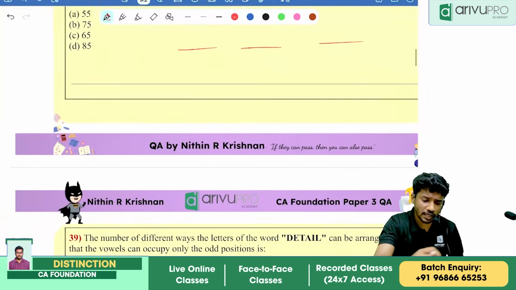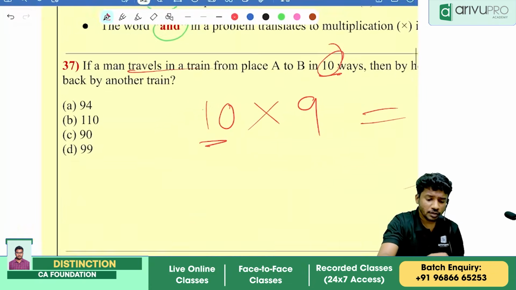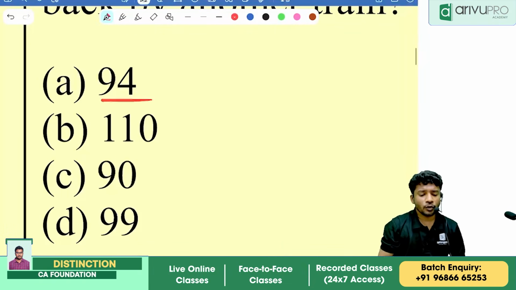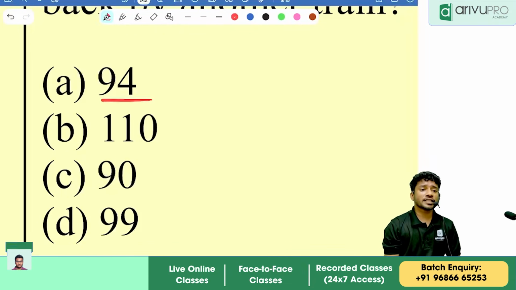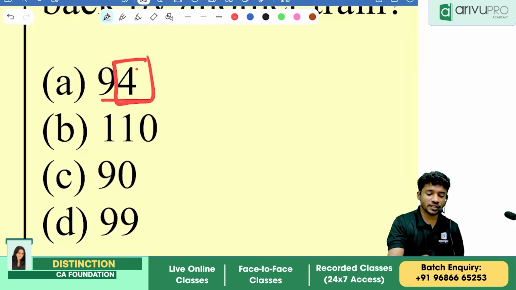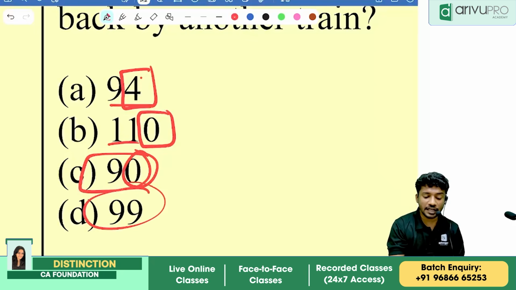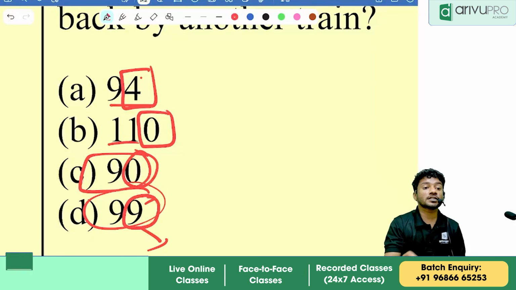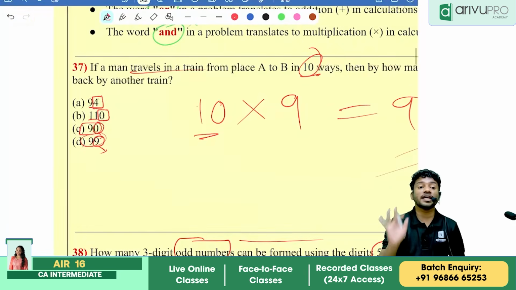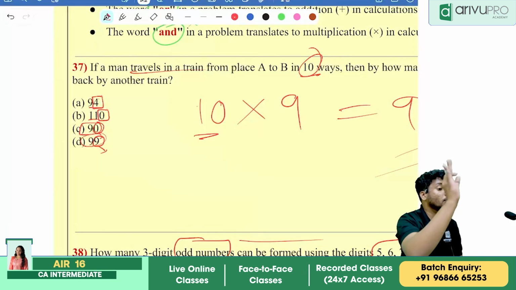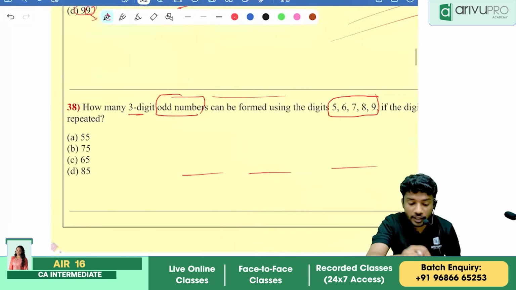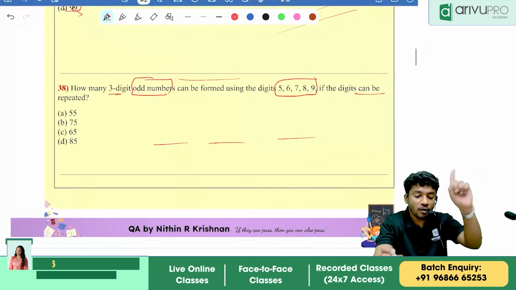Look here. Randomly, let me take you through something. 94 is even or odd? How do you know it is even? Because 4 is here. 110 is even or odd? 0 is there, so it is even. 90 is even. 99 is odd. Why? Because the digit at the ones place should be odd. Then only it will become an odd number.